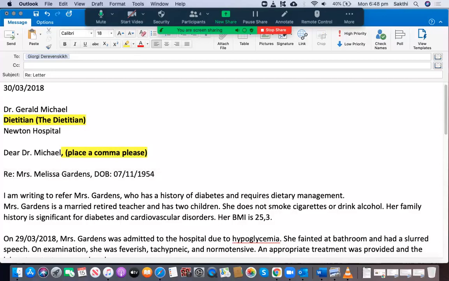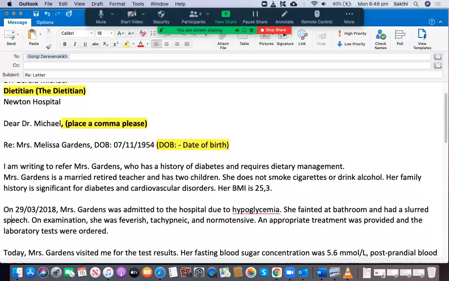But unfortunately, he didn't expand the date of birth. So DOB needs to be replaced with the date of birth. It's really important that you expand all the abbreviations, whether it is the DOB or anything else. All right. Let's go to the introduction paragraph.